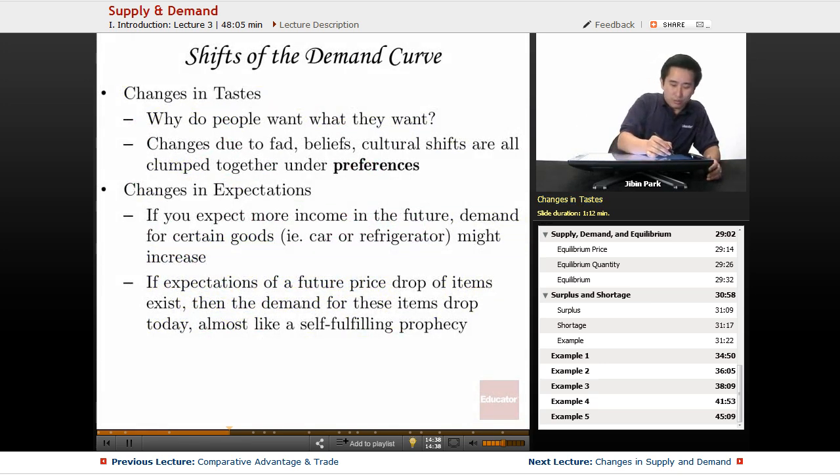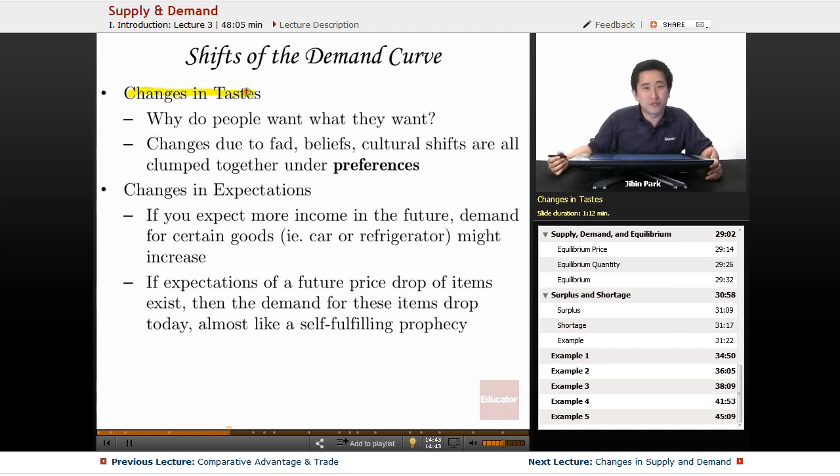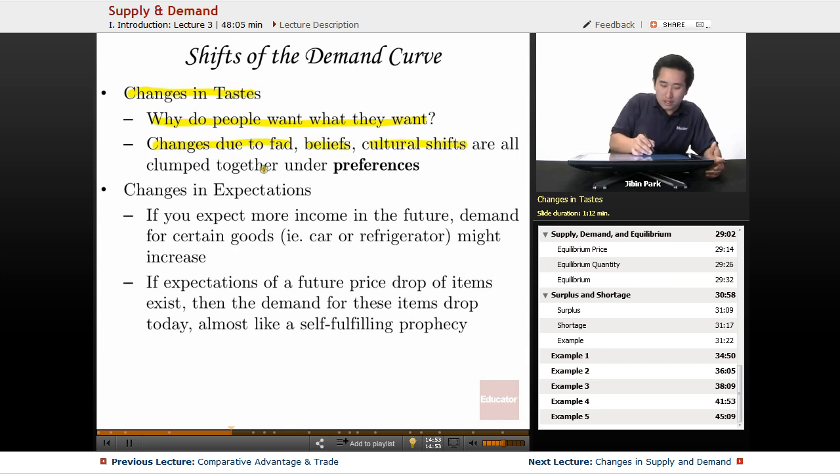Another situation would be a change in tastes. Now, this is a little bit more of a subjective thing, so there's really no in-depth analysis. I mean, really, why do people want what they want? There could be changes due to fads, beliefs, cultural shifts. These are all clumped together under preferences. I think the most common example maybe would be advertisement.